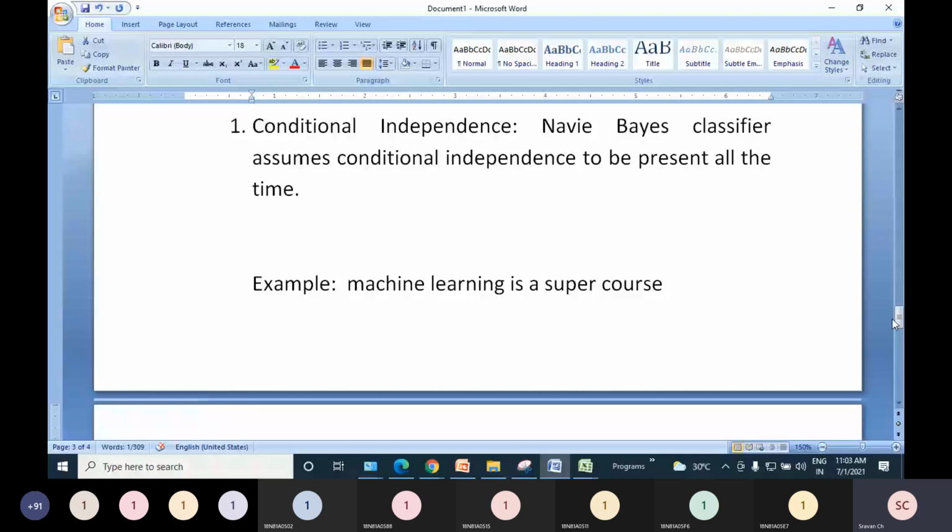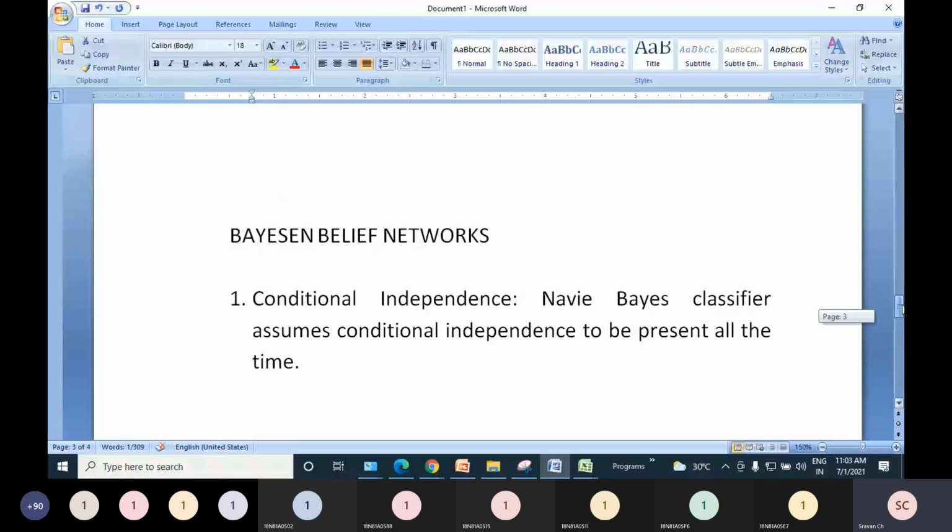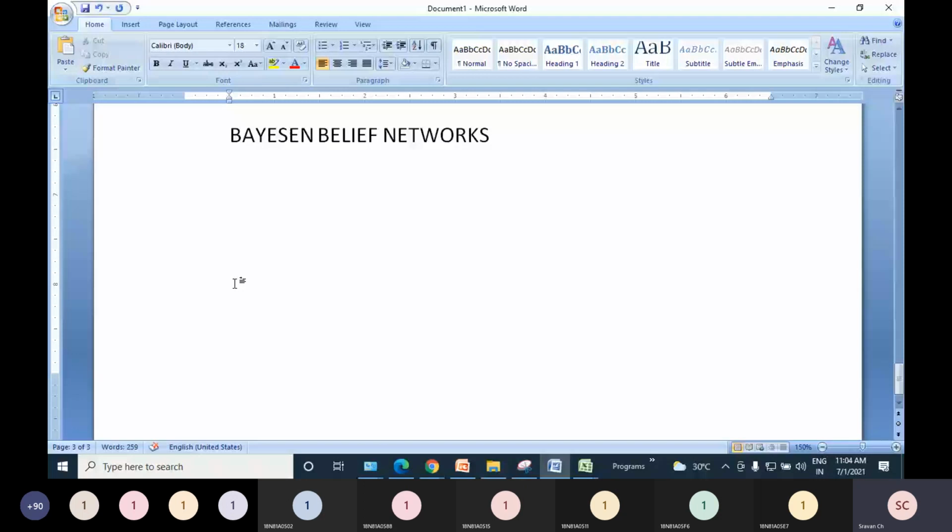If it is a text classification example, you can say words, right? Similarly, not only words, there can be a conditional dependence between some events also. So in order to study the conditional dependence among some events, we use this concept of Bayesian belief networks. So it is a very, very important concept, right? Now I'll try to explain what this Bayesian belief network is.